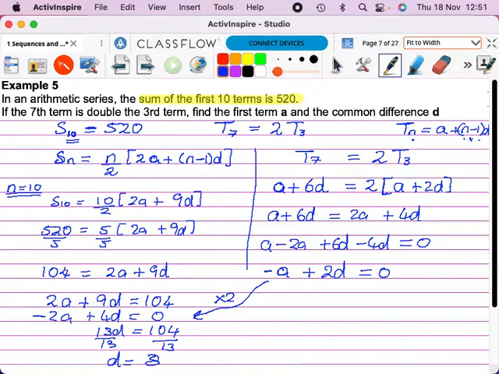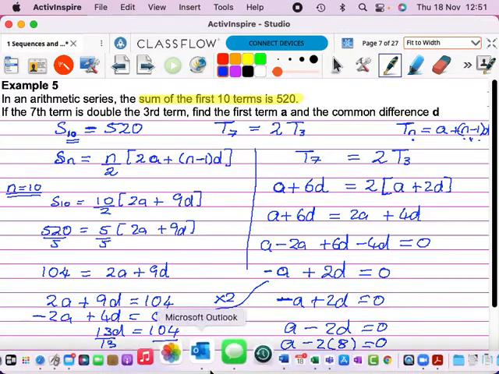And then we can go back to this equation here. Minus a plus 2d equals 0. Change the signs. a minus 2d is equal to 0. Sub in what we know. a minus 2 lots of 8 is equal to 0. And then clearly a is equal to 16. And then we've actually finished the question.